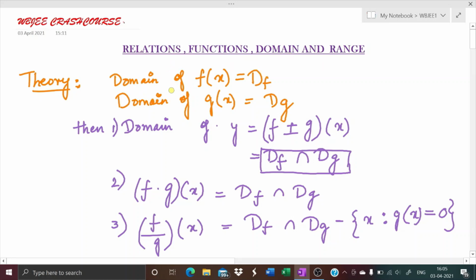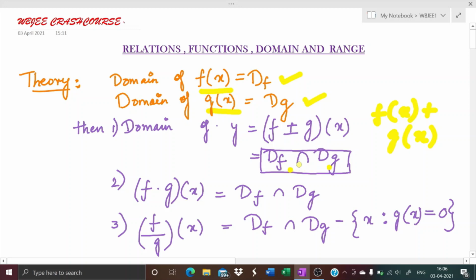So first, if you have to find the domain of a composite function, like you have been given two functions f of x and g of x, such that the domain of f of x is df and the domain of g of x is dg. Now, if you have to find the domain of f plus minus g of x, that is f of x plus g of x, then you have to just take the intersection of both the domains.